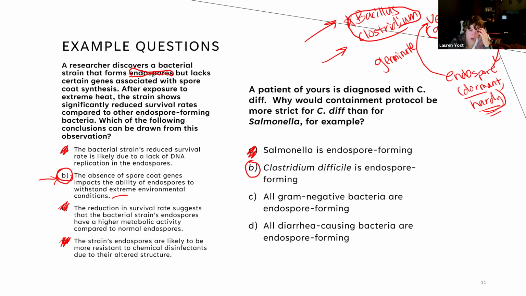Do all gram-negative bacteria form endospores? No. Specific gram-positives do, Bacillus and Clostridium. All diarrhea-causing bacteria are endospore forming. In fact, most diarrhea-causing bacteria don't make endospores because most of them are gram-negative. Salmonella, E. coli, Shigella, most of those guys are gram-negative and they don't make endospores. Okay, so B.